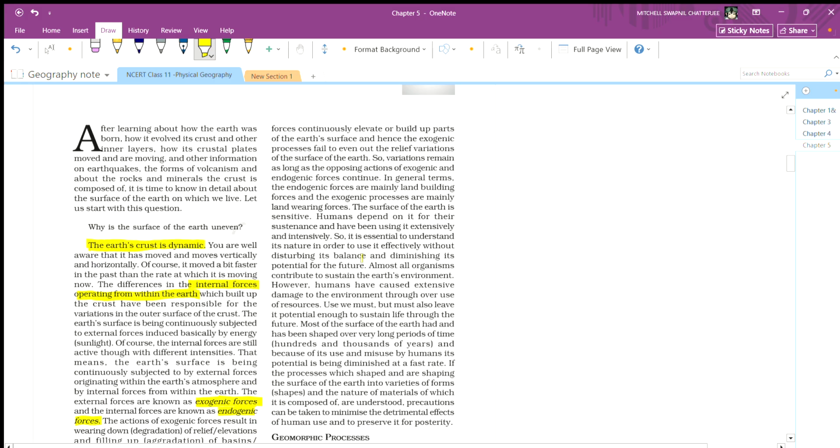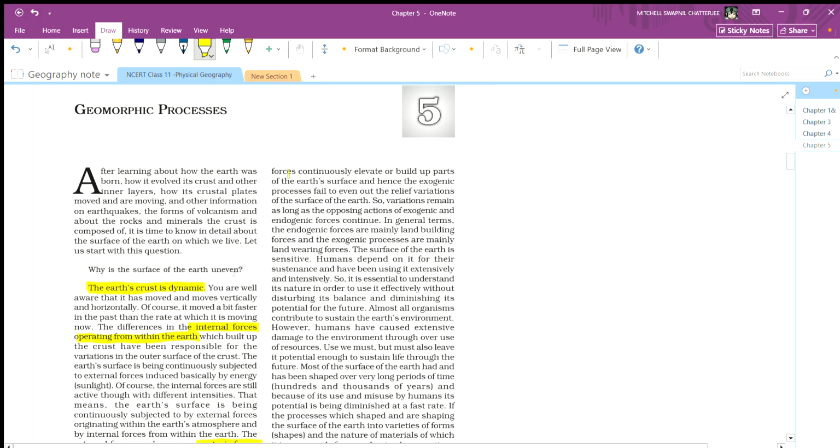Endogenic, that is, from the inside. Endogenic forces continuously elevate or build up parts of the Earth's surface, and hence the exogenic forces fail to even out the relief variation of the surface of the Earth. So variation remains as long as the opposing action of the exogenic and the endogenic forces continues. In general terms, the endogenic forces are mainly land building forces, and the exogenic processes are mainly land wearing forces. One makes up the land, one wears down the land, basically.